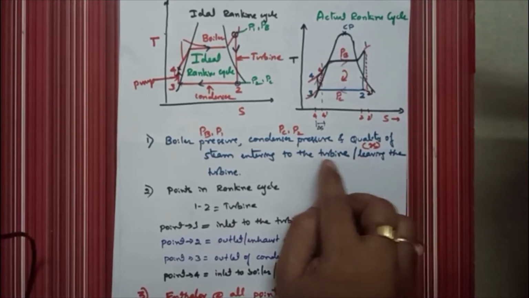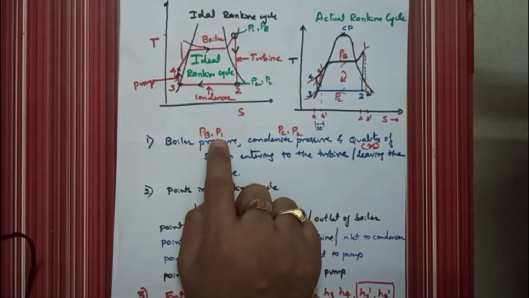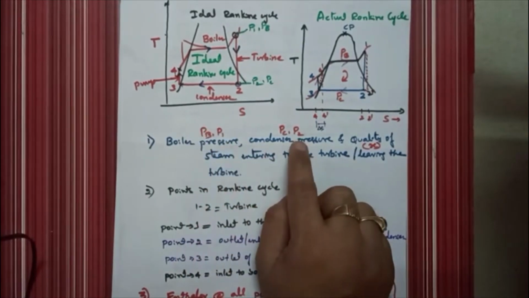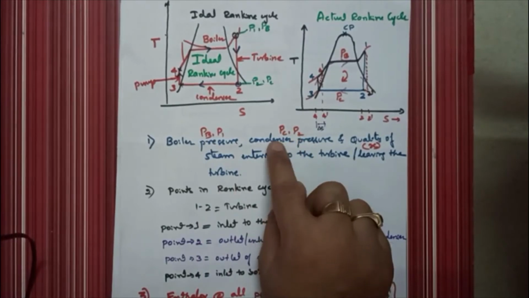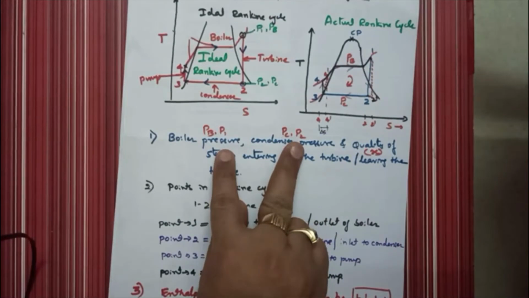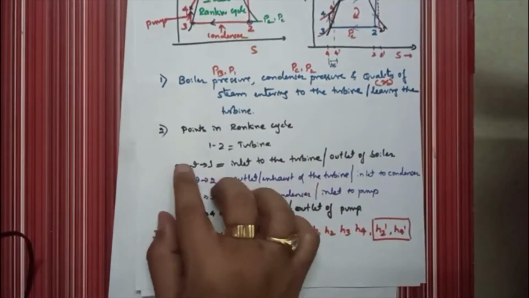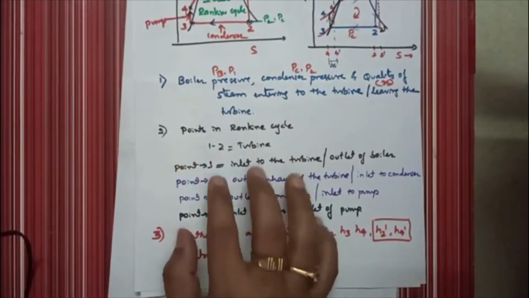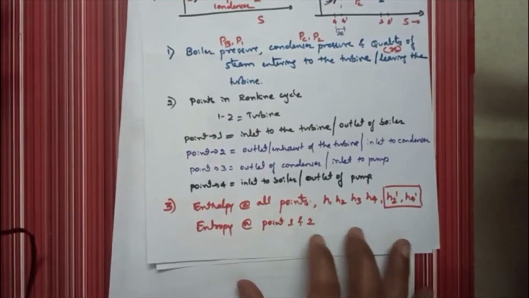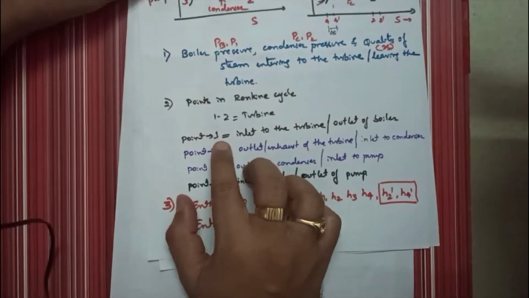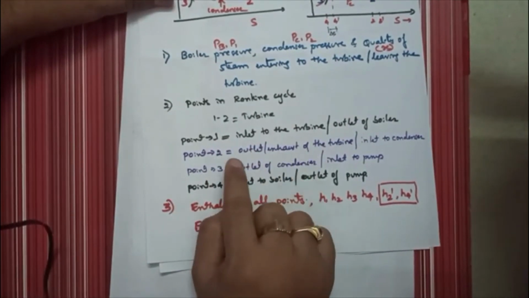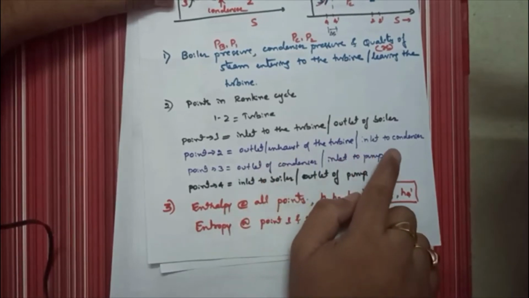Boiler pressure will be represented by P1, this is the highest pressure, and condenser pressure will be represented by P2 or PC, this is the lowest pressure. The entire cycle is operating between these two pressures. And the second point, you have to mention points 1, 2, 3, 4: which one is point 1, which one is point 2. Here in our notes I have mentioned point 1 as inlet to the turbine, and 2 as exhaust from the turbine and input to the condenser.